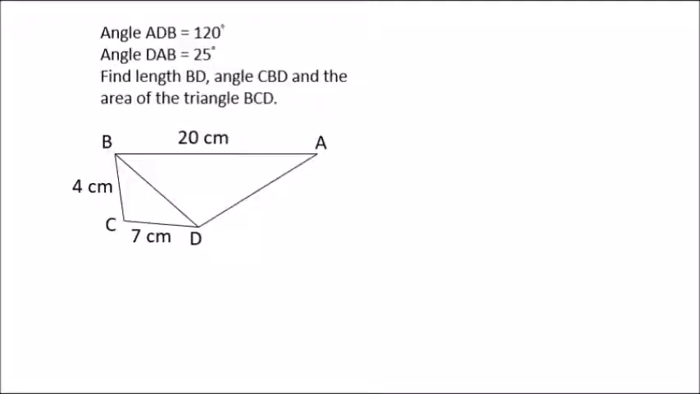I'm going to leave you with this question to finish off for you to do. The angle ADB is 120 degrees. The angle DAB is 25 degrees. Find the length BD, the angle CBD, and then find the area of the triangle BCD.